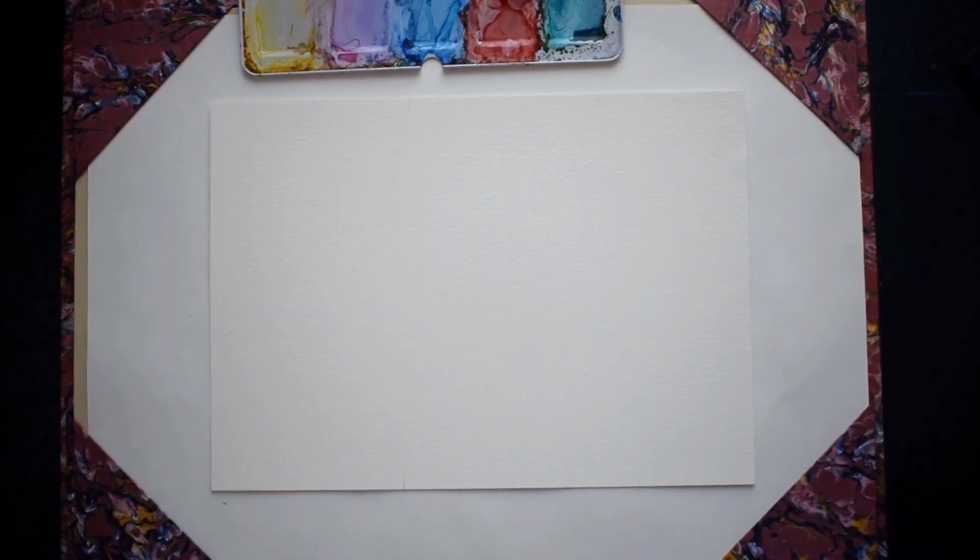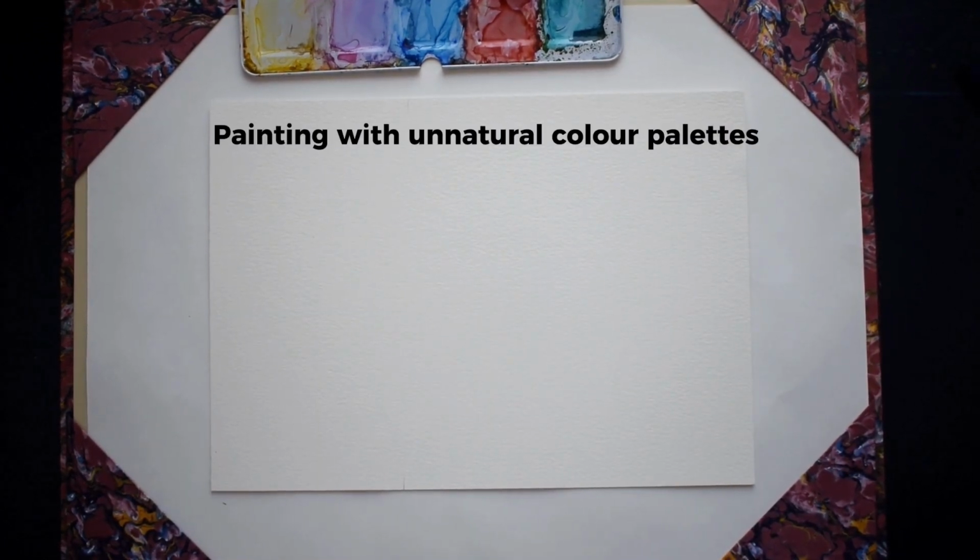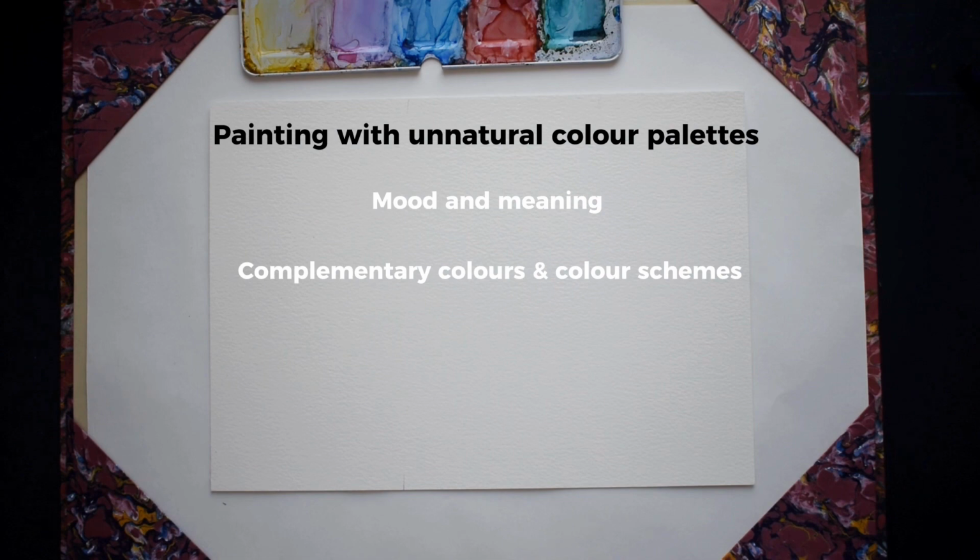So this video will be broken down into a few different sections. They're not in any particular order, but I will try my best to explain why certain ones are so important. So, we'll be looking at how colour palettes can affect mood and meaning, complementary colours and colour schemes, the importance of value over hue, and my biggest thing to avoid when working with these surreal colours.